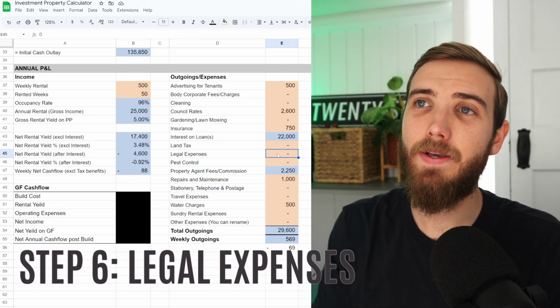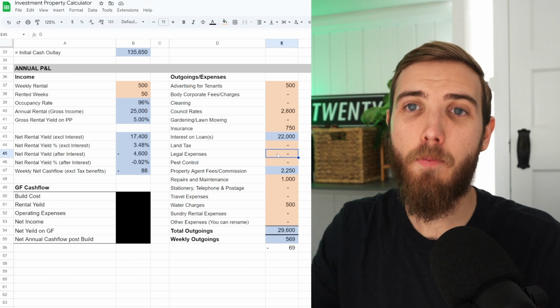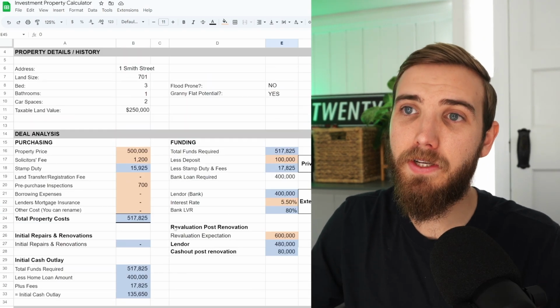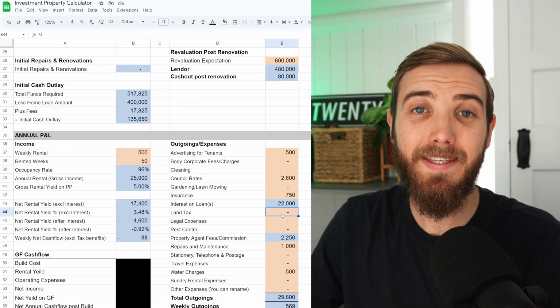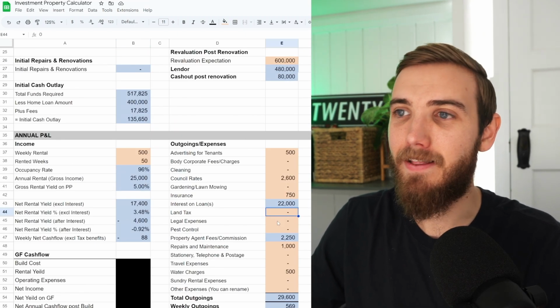These are expenses associated with managing the property from a profit and loss point of view. When it comes to purchasing a property, we've already budgeted for solicitor's fees at $1,200. So this is a placeholder for any other legal expenses.